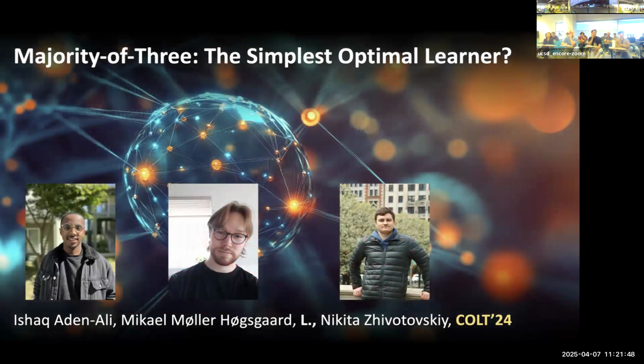Okay. So let me now move on to another paper from last summer's COLT, joint with Ishak Adnali from UC Berkeley, and my own student, Michael Müller-Hüskor, who made some parts of the slides, and Nikita Tsiwatowski was also at Berkeley Stats. So here the title is Majority of Three, the Simplest Optimal Learner.